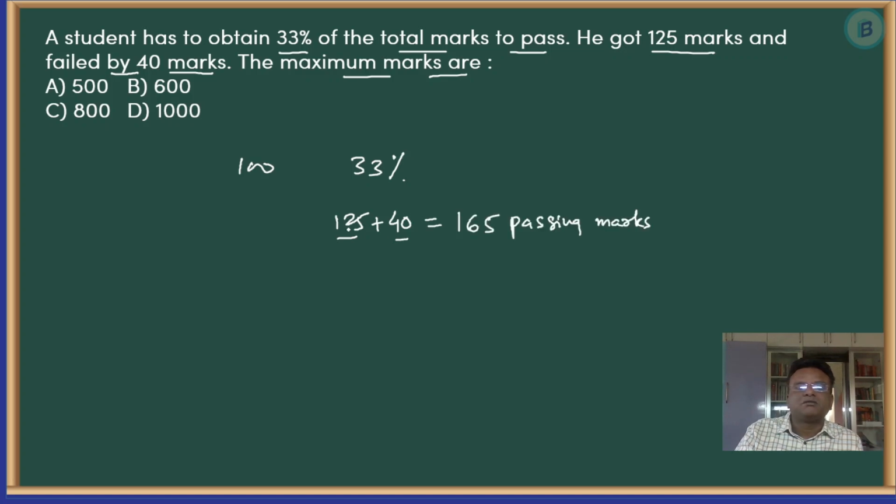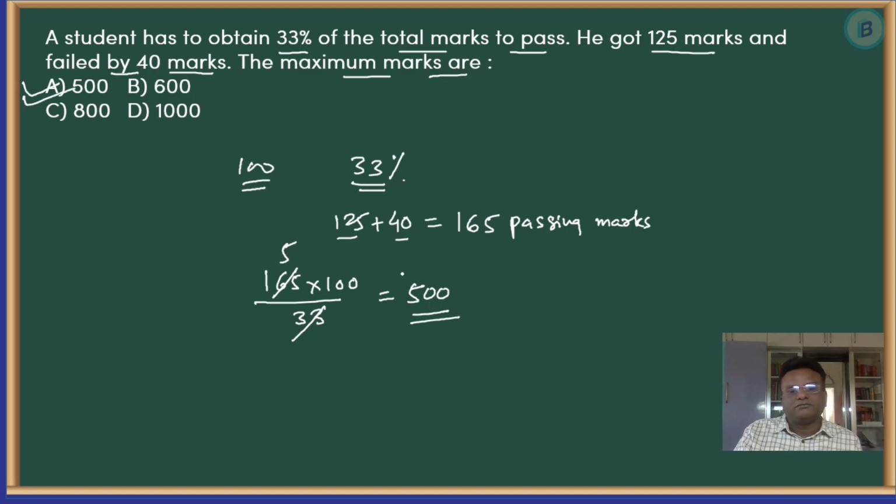We know that passing marks is basically 33%. Now we have to find 100%. So if 33% is equivalent to 165, then 100% is equivalent to 165 into 100 by 33, which is 500. That's your answer, option A.